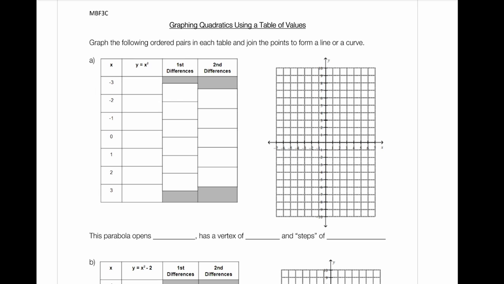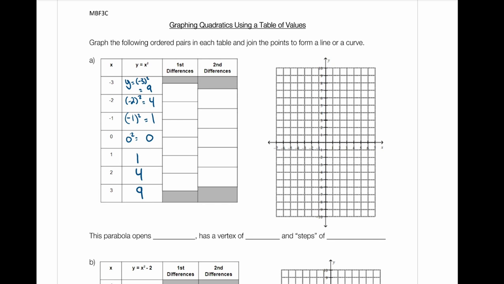So to figure out what the y value is, all you're doing is subbing this x value into this equation. So y equals -3 squared, and then you're just going to solve, which -3 squared is 9. Do the same thing for the next one. Plug in -2 for x, so -2 squared is 4. -1 squared is 1. 0 squared is 0. So when you're given an equation, this is how you can fill out the table of values. Plug the value into the equation and solve. So 1 squared is 1, 2 squared is 4, 3 squared is 9. And those are our values.